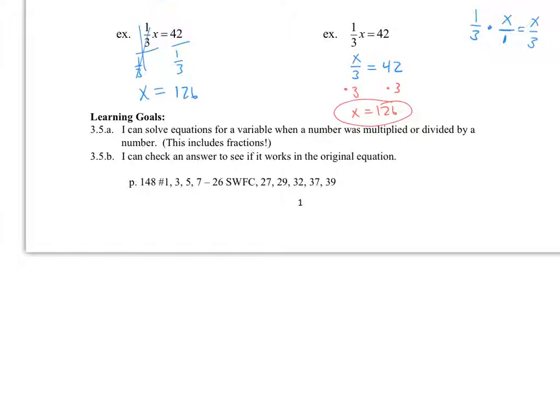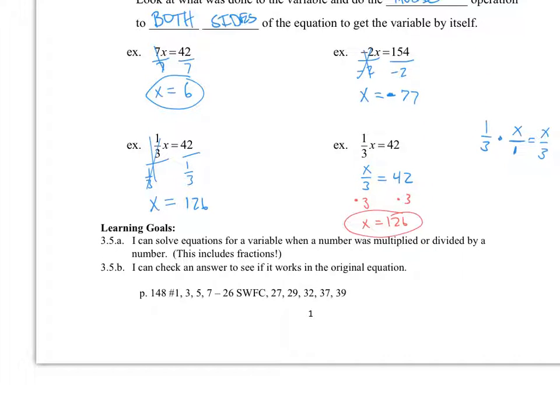When you look here, it says 1, 3, 5, 7 through 26. Show your work for credit. That's on 7 through 26. I'm looking for that work just like we did up here. You'll rewrite the problem, what you did to it, and then your answer. So exactly the same as yesterday, but now you're solving multiplication and division problems.